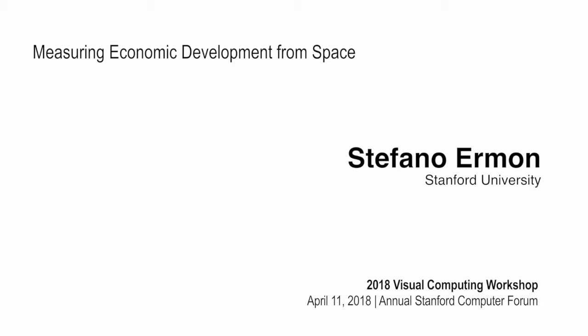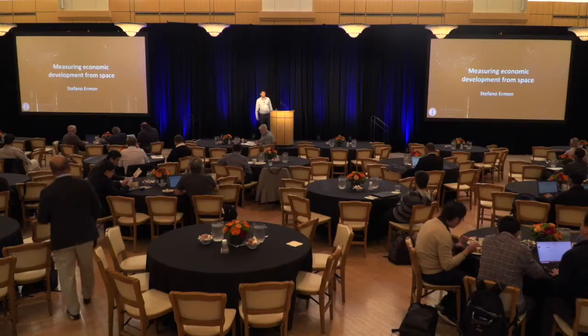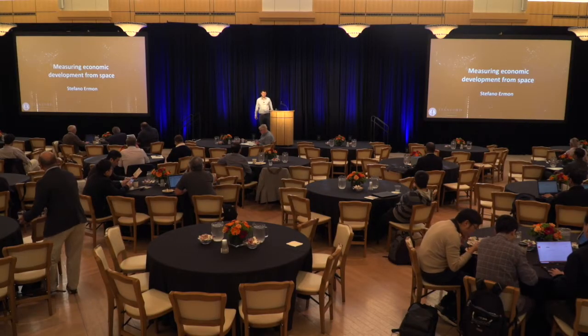So I'm Stefano Ermon. I'm an assistant professor in the computer science department. And today I'm going to talk about some of the research we've been doing in my group on combining the latest developments in computer vision and machine learning with high-resolution satellite images to track economic development and address sustainability challenges.